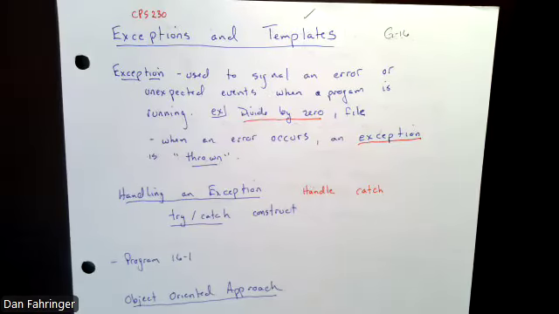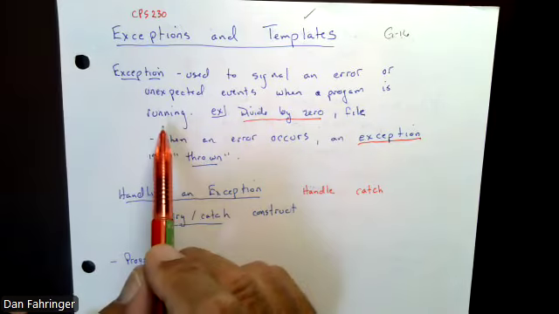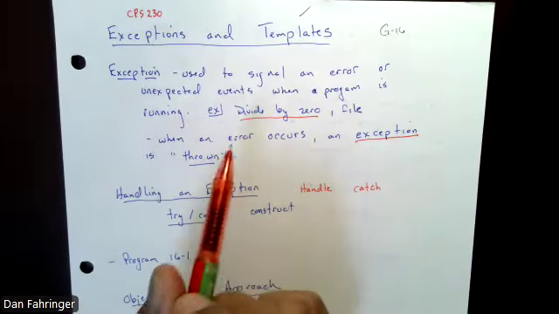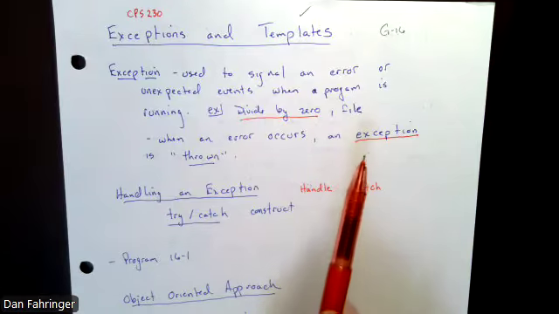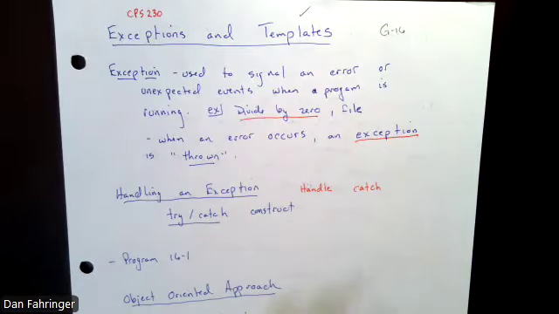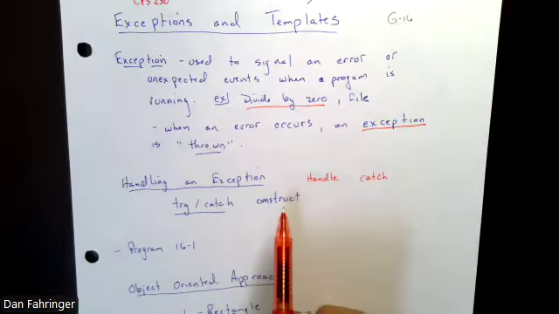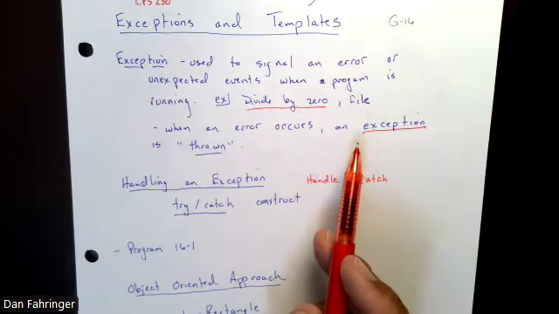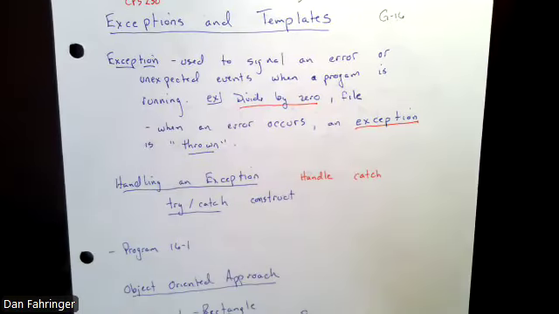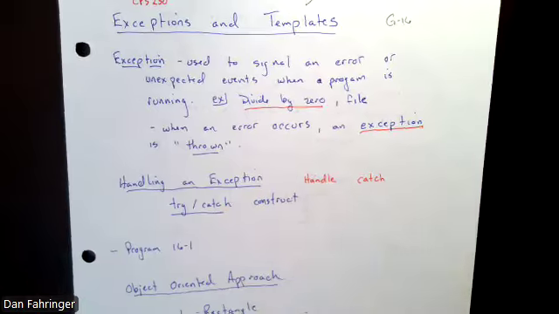All right. So coming back, when this runtime error occurs, we're going to get an error and an exception is thrown. And when that exception is thrown, we'd like to be able to handle it. Now, how do we handle an exception? Well, we're going to use this thing called a try catch construct. A lot of times you're going to hear a try block and a catch block. You're going to hear the same terminology in C++ as you will in Java.